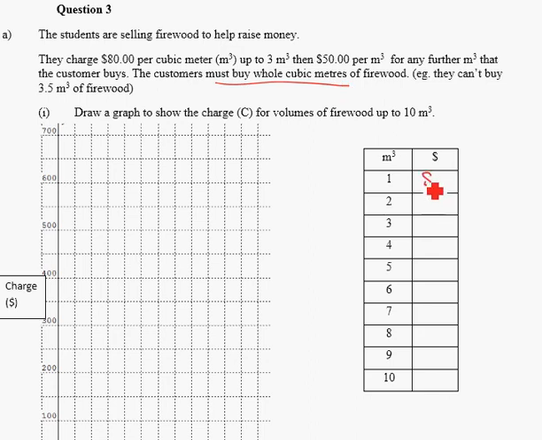Right, so it's $80 per cubic metre, so 1 would be 80, 2 would be 160, 3 would be 240, up to 3. Then for any further ones that you buy, so after 3, if you buy another one, it changes to add only $50 onto that. Now we're adding 50, whereas initially we were adding 80.